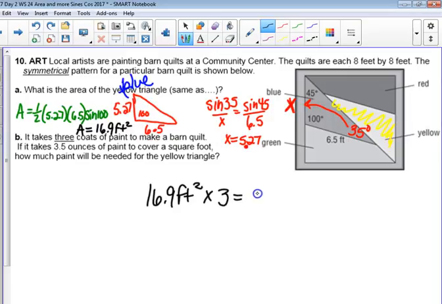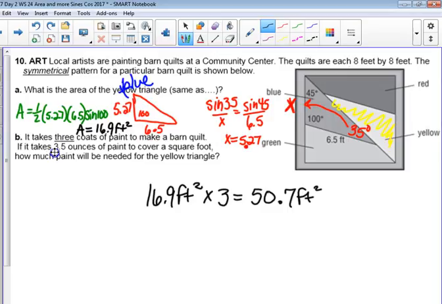I got 50.6, but if you round it, is it 50.7? Okay. I didn't round until the very end, so somewhere in there. Now, that's how much combined area after the 3 coats that we're doing. How much paint do we need to buy?